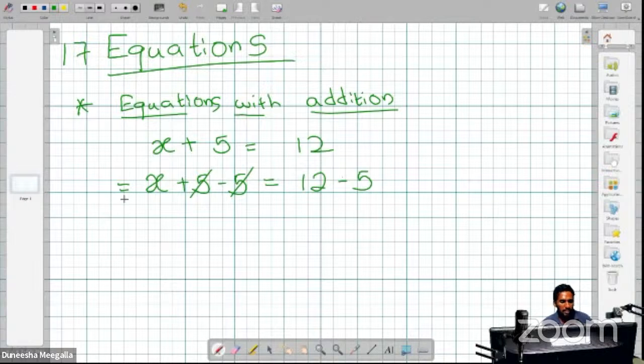If we subtract 5 from 12, what is it? Who can tell me? 7. x is equal to 7. The answer is 7. Now x is the subject. In Sinhala, we say x is made the subject. That means x is alone on this side, and its value is on the right side. What is the value? It's 7. Write down the first one. This is an example.